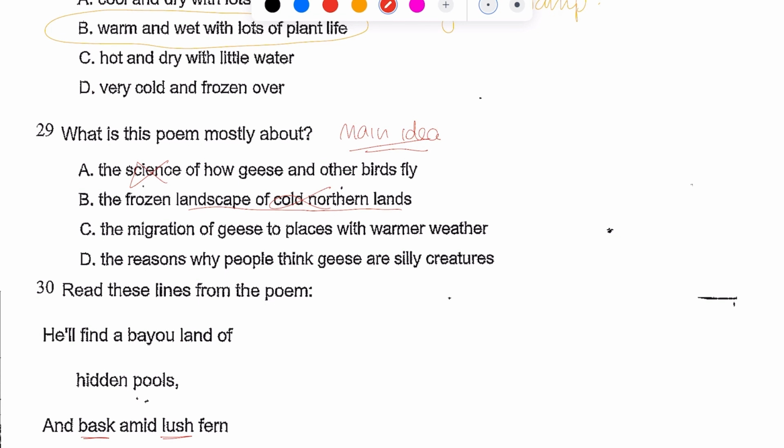We're really talking about here, choice C, the migration of geese to places with warmer weather. It's about migrating south. And D is also incorrect because it's not about why people think geese are silly. That's just the last line, a supporting detail that the author used to add some irony in this situation. And the best answer, the main idea of what this poem is about, is choice C. It's the migration of geese to places with warmer weather.